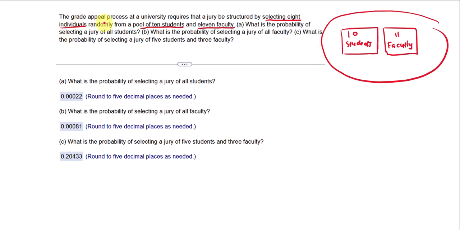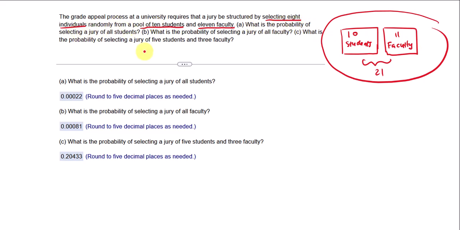The rate appeal process at a university requires that a jury be structured by selecting 8 individuals randomly from a pool of 10 students and 11 faculty. What is the probability of selecting a jury from all students? So this question says that we have a pool of 21 people total. 10 of them are students and 11 of them are faculty. And we are looking to find the probability of selecting a jury of all the students.